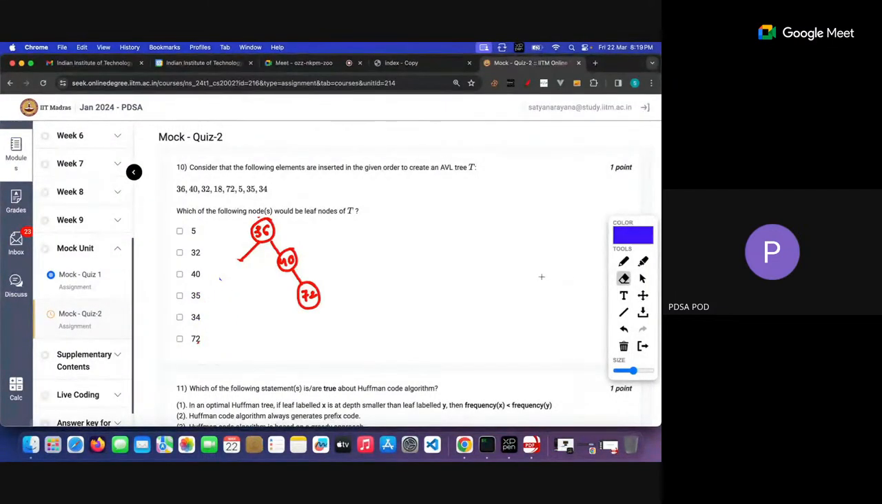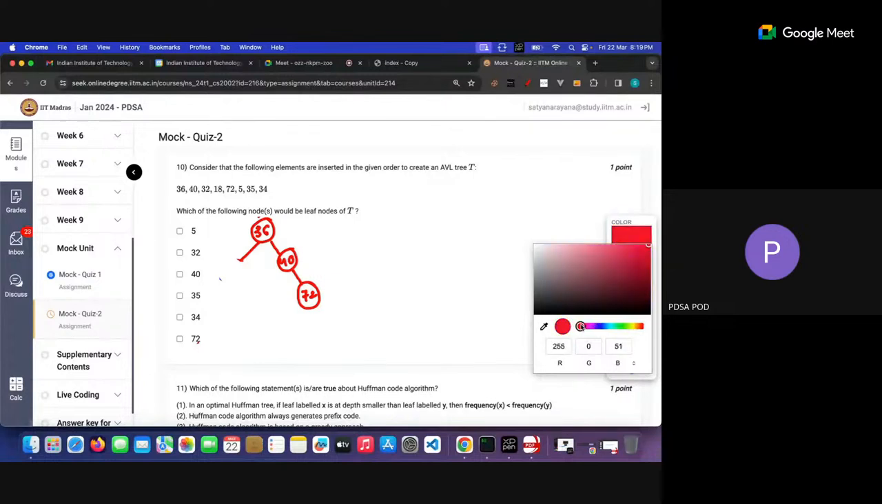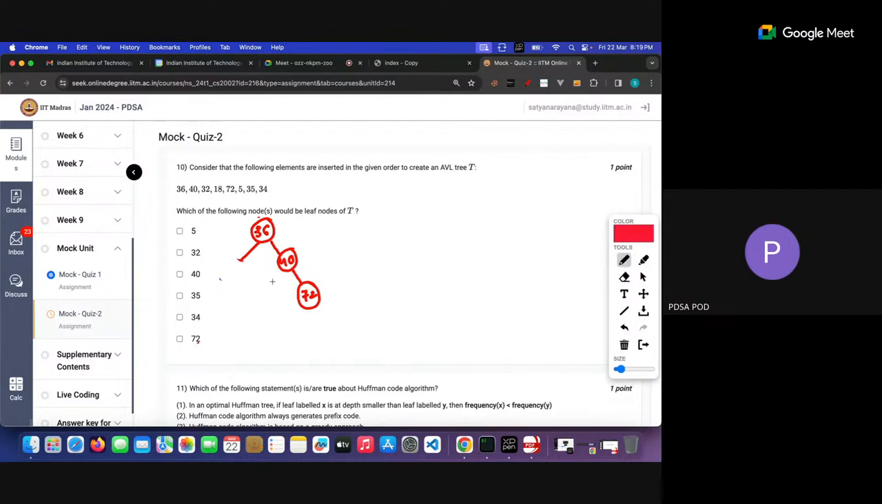So here it is 18, with 5 on the left and 32 on the right. Is it clear? Yes, sir. Then 5 is over. Now 35 came. After adding 35 here, is there any problem? No, sir. No problem, because the balancing factors are all satisfied. After that, we add 34.